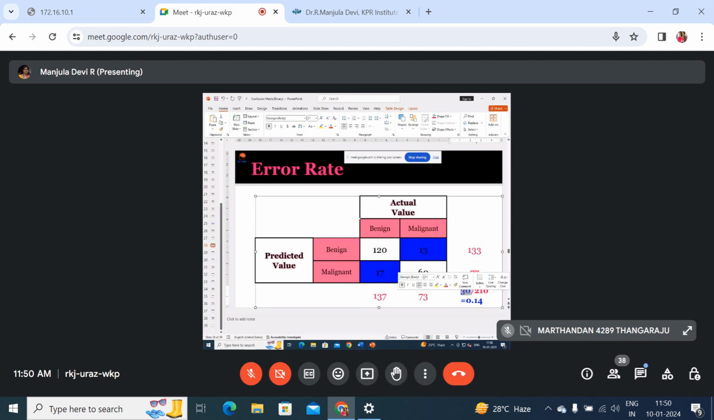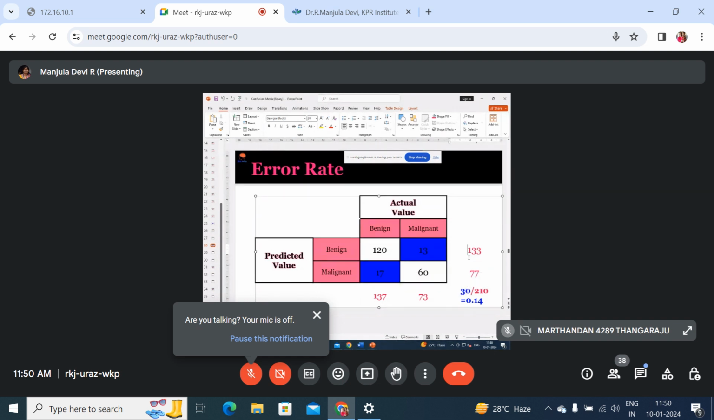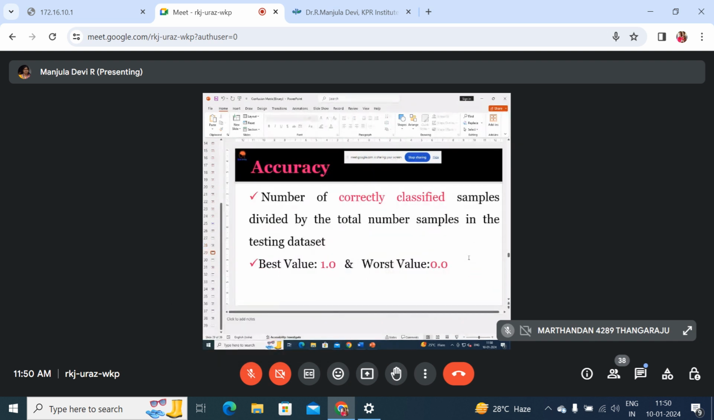30 percentage divided by 210. So 0.14. So 14 means 14 percentage has been wrongly classified. That means error rate. It should be as minimum as 0. So what next comes to the accuracy?